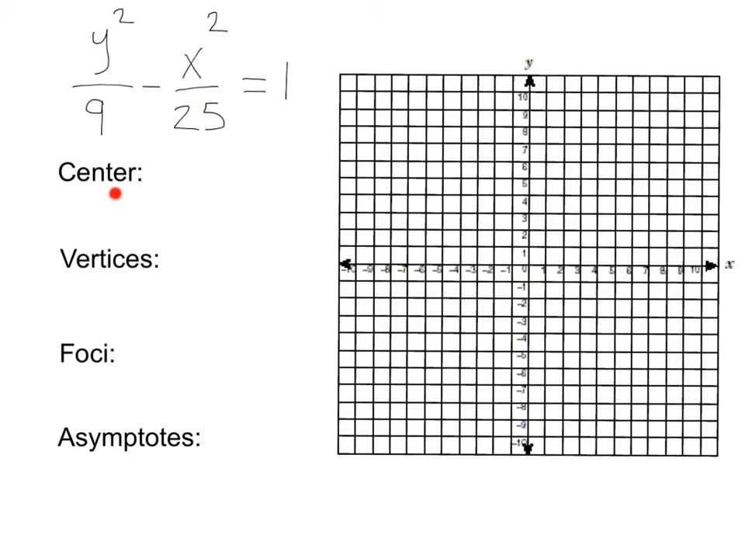To find our center, we need to find the opposite of our x term and the opposite of our y term. Since these aren't grouped with anything, we're just going to get (0, 0). And there we are, a point right at (0, 0).